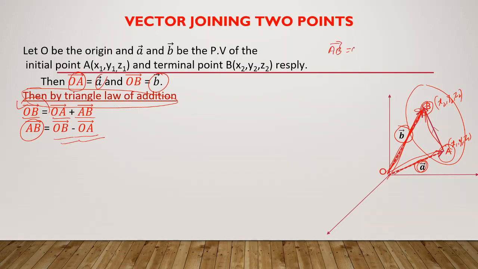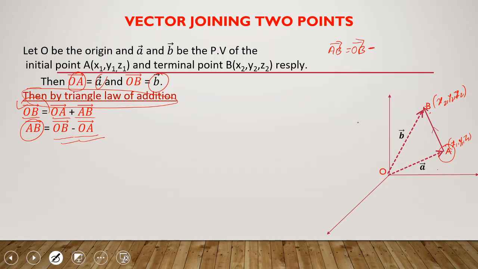So to get vector AB, I should take vector OB, the position vector of the terminal point. B is the terminal point with x2, y2, z2. Then minus vector OA, the position vector of the initial point, that is point A. If I do this, I get the vector AB.